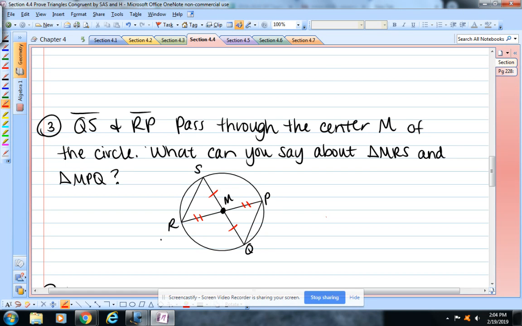Does that make sense? Now, to say that these triangles are congruent, I either need to say these sides are congruent or these angles are congruent. Which one can I say? With what information? You can't just say it looks like it. You got to have some hard evidence. Well, can I say anything about these angles?